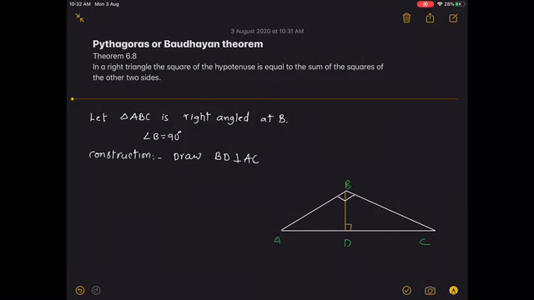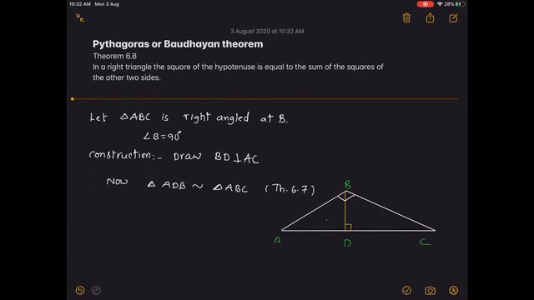from the right angle. Now as you know, if you draw a perpendicular from the right angle to the hypotenuse, according to theorem 6.7, the two triangles which are formed are similar to each other as well as similar to the bigger triangle. So I am taking ADB is similar to the entire big right angle triangle ABC. This is by theorem 6.7.